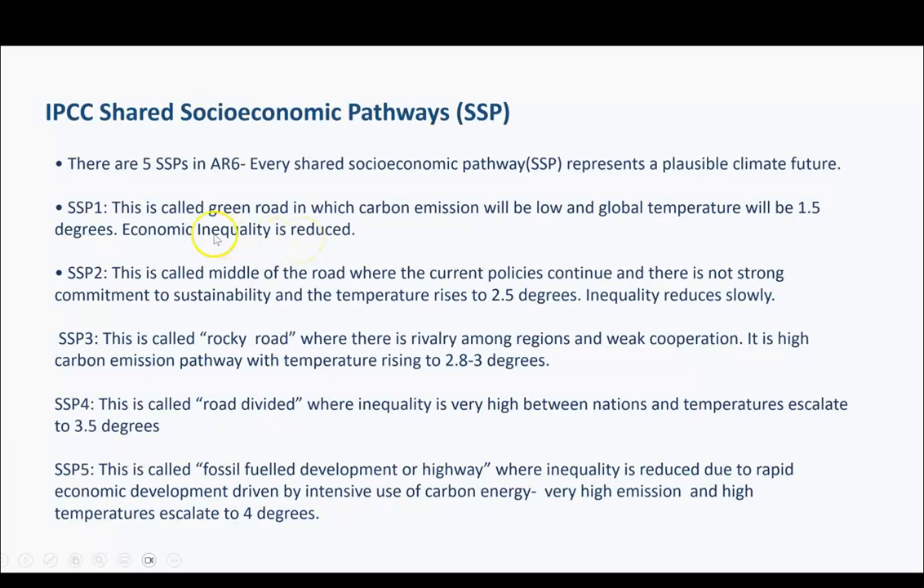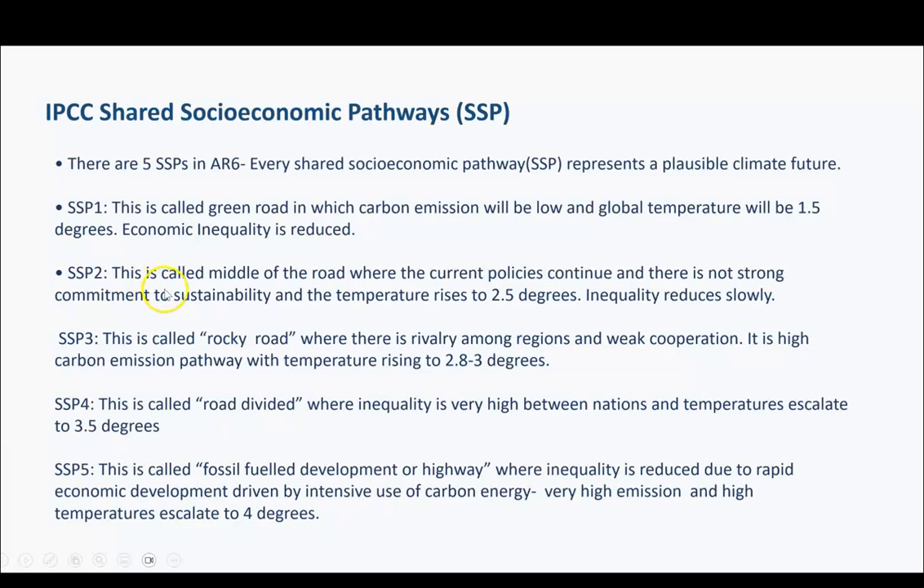Number 3, economic inequality among countries will be reduced drastically. What it means is that there will be more equitable distribution of wealth. The global GDP growth among nations will be growing at the same pace, rate. Therefore, poverty will be reduced, inequality will be reduced, and there will be that economic balance. These are the characteristics of SSP1.